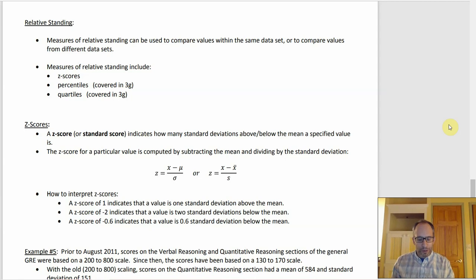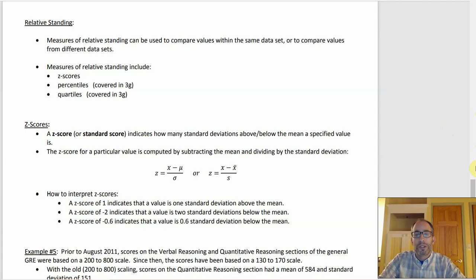You can talk about z-scores within one data set as well, but when we're talking about relative standing, that's when we want to compare values from different data sets and ask, well, which one is bigger relative to the data set that it comes from, or smaller relative to the data set that it comes from, or more extreme, in either direction, relative to the data set that it comes from. We can do all that stuff.